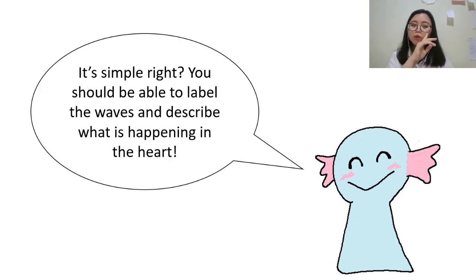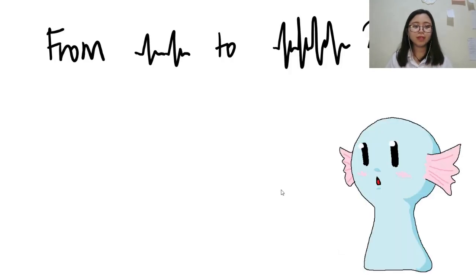Okay, so you should be able to label the waves if I give you a blank diagram. And you should be able to describe what is happening in the heart during P wave, what is happening in the heart during QRS, and what is happening in the heart during T wave. Ingat, depolarization, depolarization, repolarization. Okay, so macam mana kadang-kadang kita punya jantung ECG daripada begini, dia boleh jadi begini. Daripada tit, tit, dia jadi tit, tit, tit, tit.